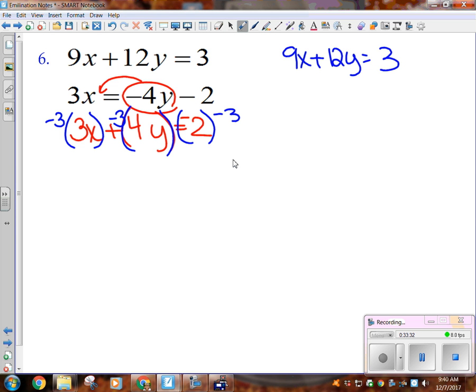What's negative 3 times 3x? Negative 9x, right? 3 times 3 is 9. What's negative 3 times 4? Negative 12y. What's negative 2 times negative 3? Positive 6. What just happened? Okay, do the y's eliminate? Yes. What's left?